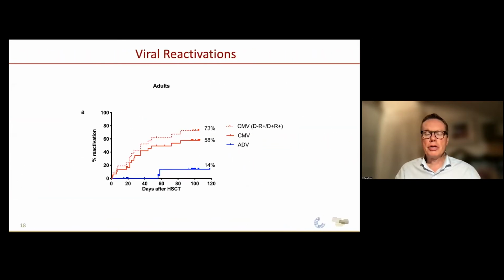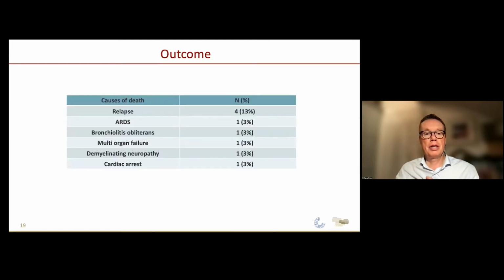Viral reactivations were frequent, with about 50 to 60% CMV reactivations and a very low rate of adenovirus reactivation, which is not a problem really in the adult cohort at all. So we had no treatment refractory CMV reactivations and no cases of CMV disease.